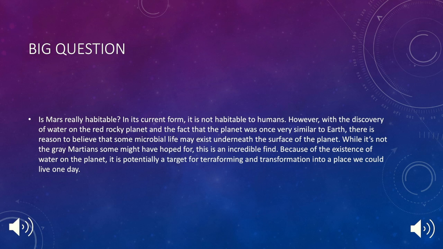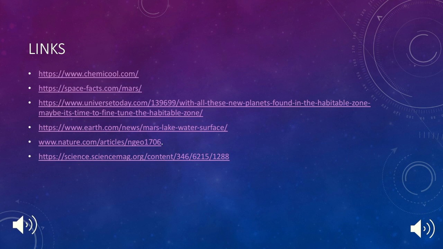It's not going to be the gray Martians from the movies, but this is an interesting find because the planet is quite literally right next to us in the planetary scheme of things. Although it does take years and years to get there, it is a planet that potentially hosts life and could potentially be terraformed to support us as human beings, which is our bottom line.